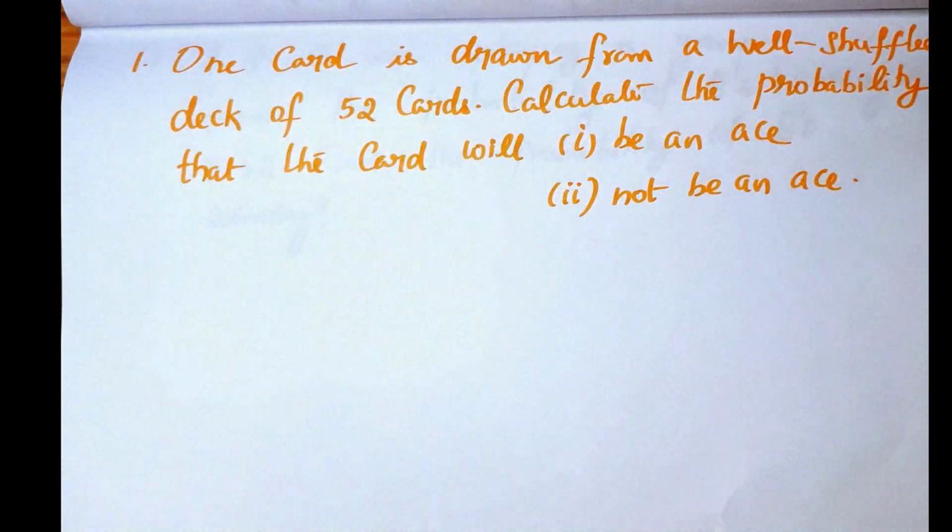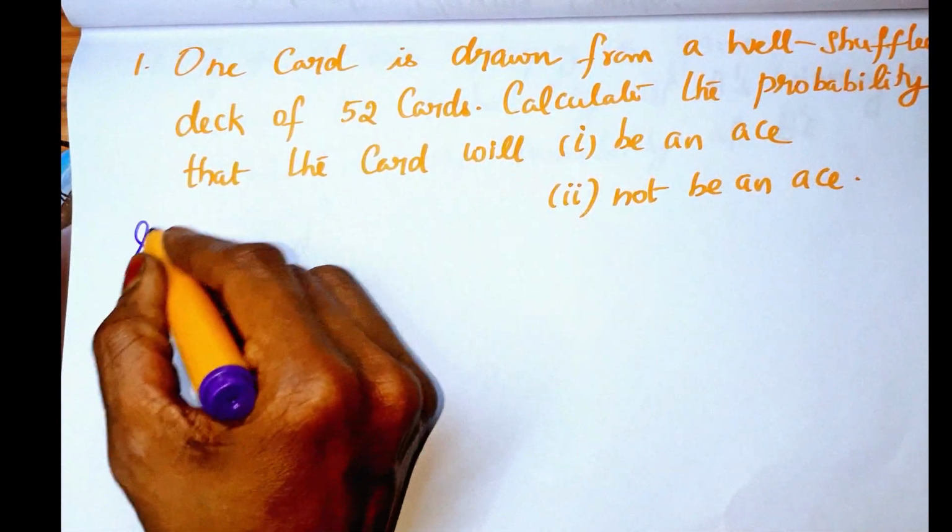Next. This is a problem. One card is drawn from a well shuffled deck of 52 cards. We are going to find the probability that the card will be an ace and not an ace. Okay, come to the solution.